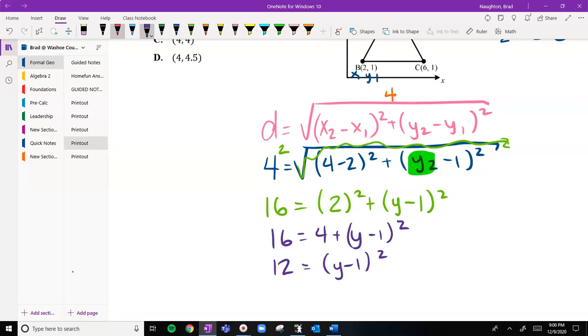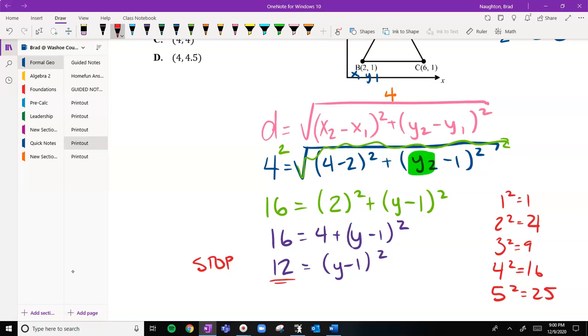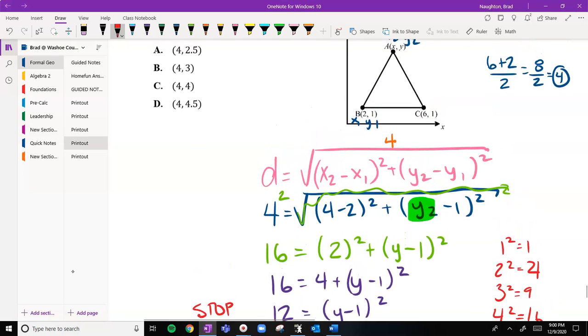So I'm going to stop here for just a second and just think about this really quickly. So let's think about numbers that are squared. So like y, if we think about it as 1 squared is 1, 2 squared is 4, 3 squared is 9, 4 squared is 16, and 5 squared is 25. None of those numbers are 12. So that means that I'm going to have a decimal.